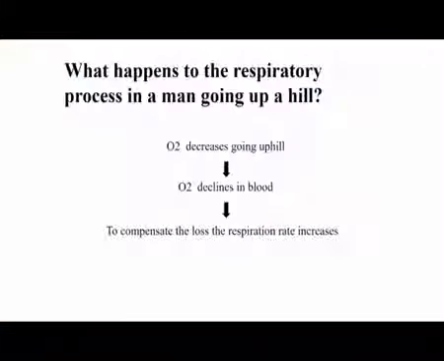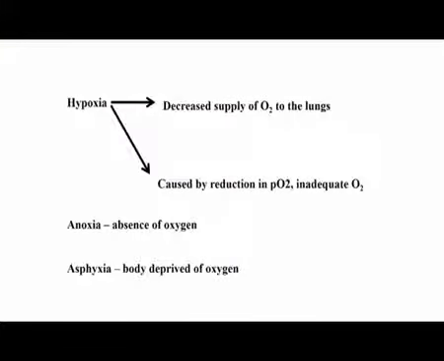Now, the next question here is what is hypoxia? I will give a definition here, and then we will see what hypoxia, anoxia and asphyxia are. Hypo means less, oxia means oxygen. So, less oxygen is what we call hypoxia. Simply, one can say a decreased supply of oxygen to the lungs, or a decreased concentration of oxygen to the lung because of reduced partial pressure of oxygen or inadequate oxygen available in the atmosphere. This is what is called hypoxia.